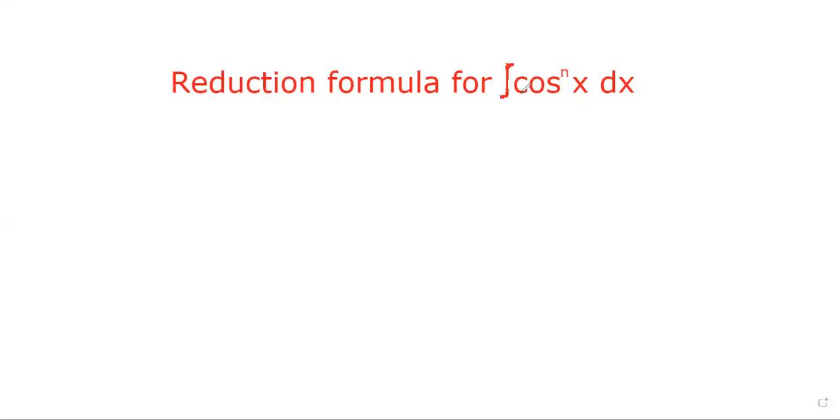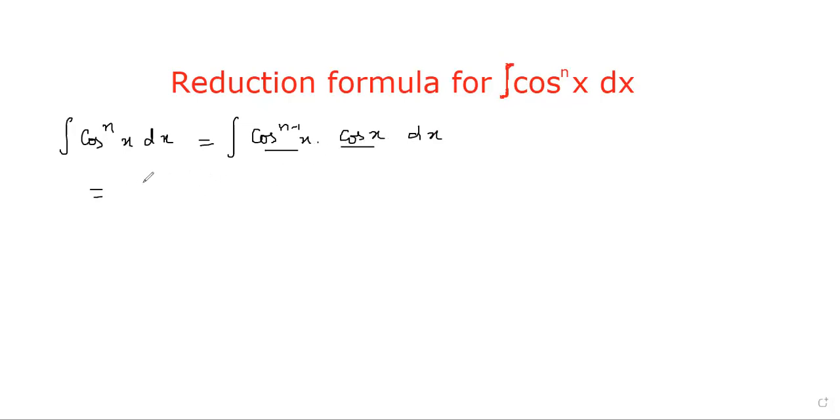Reduction formula for integration cos power n x dx. Integration cos power n x dx can be written as integration cos power n minus 1 x times cos x dx. Now we can integrate it by parts. So we keep this term as differentiable and this as integrable.